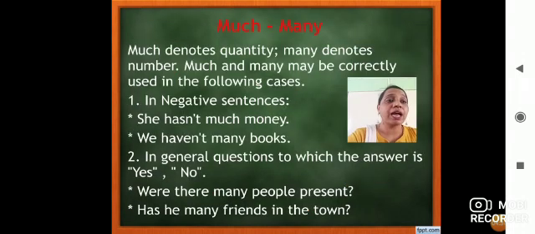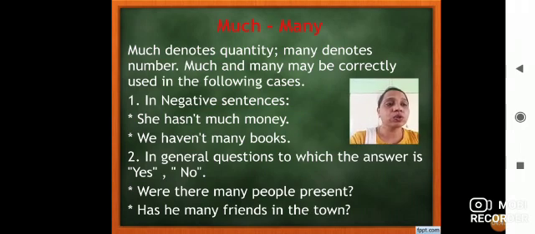Next is much and many. Much we use with uncountable nouns. Many we use with countable nouns. Much and many are quantifiers. They are also used to show how much or how many things there are. Okay. So, are you understanding? Much we use with uncountable nouns, many we use with countable nouns to show number. Much denotes quantity, many denotes number.